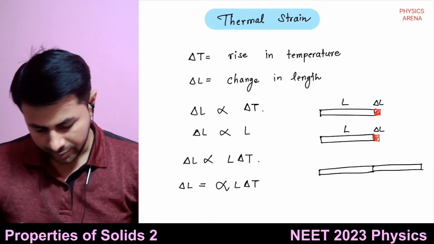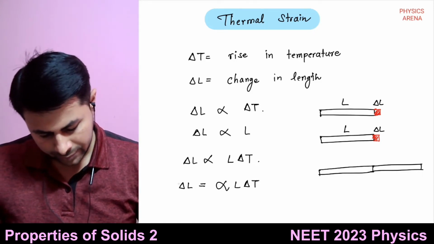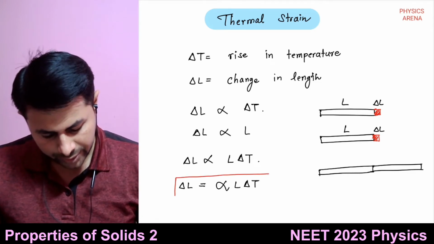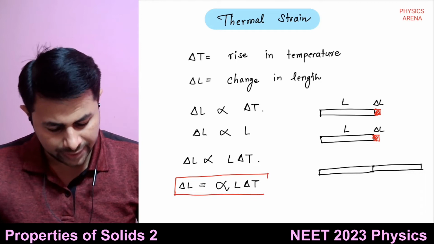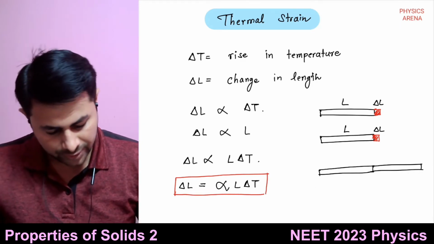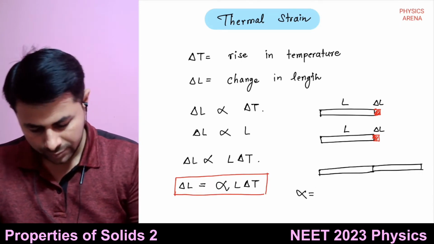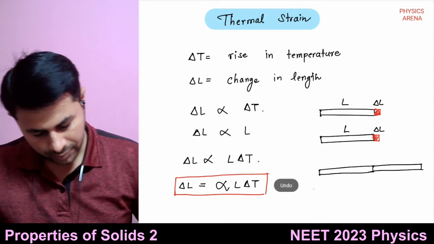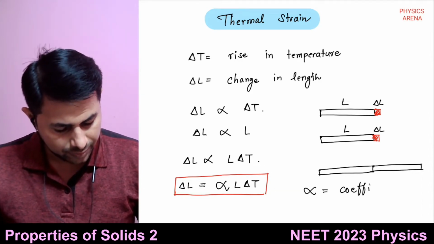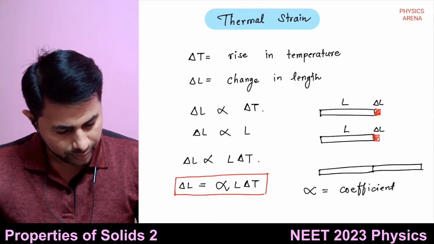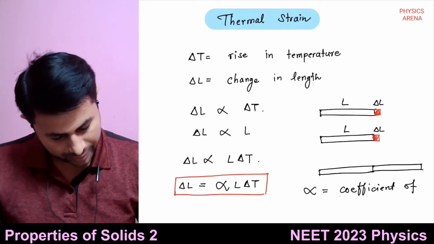So delta L, the change in length, which is the final length minus the initial length of the wire, is equal to alpha multiplied by L delta T, and alpha is known as the coefficient of thermal expansion.